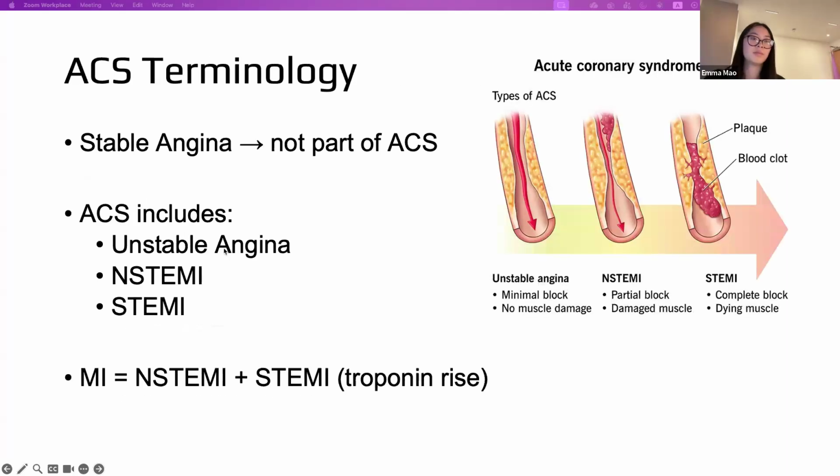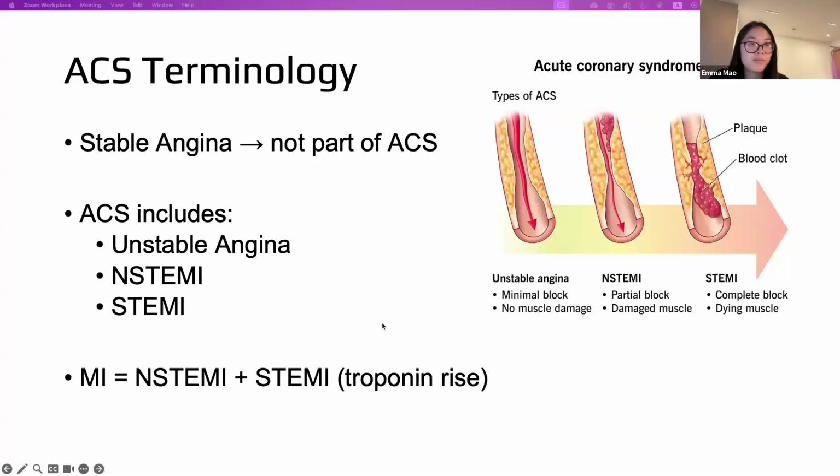So acute coronary syndrome. So we have stable angina, which is not part of acute coronary syndrome. Acute coronary syndrome has unstable angina and an NSTEMI, so non-ST elevation MI, and then an ST elevation MI. And then a myocardial infarction is just these two. And they have a troponin rise because there has been damaged tissue, damaged muscle as part of it.